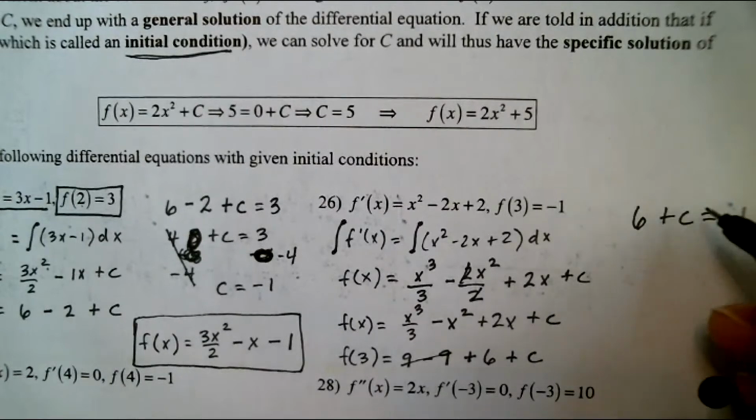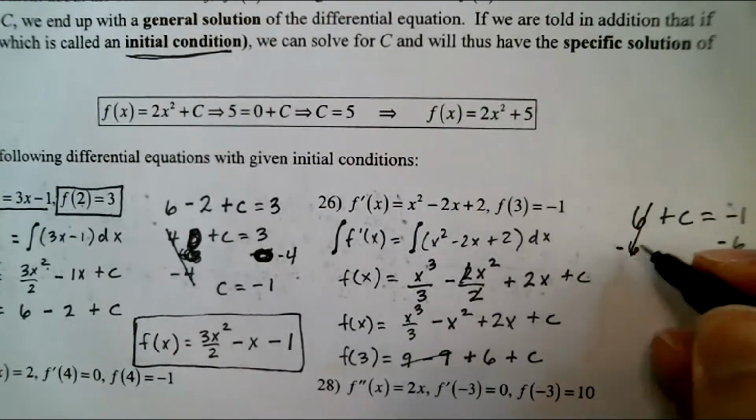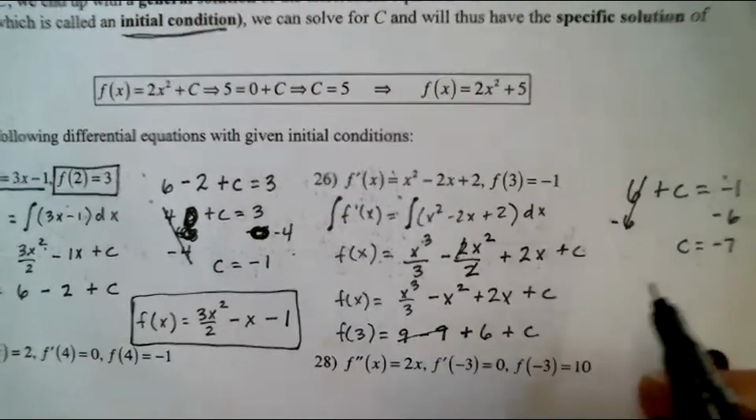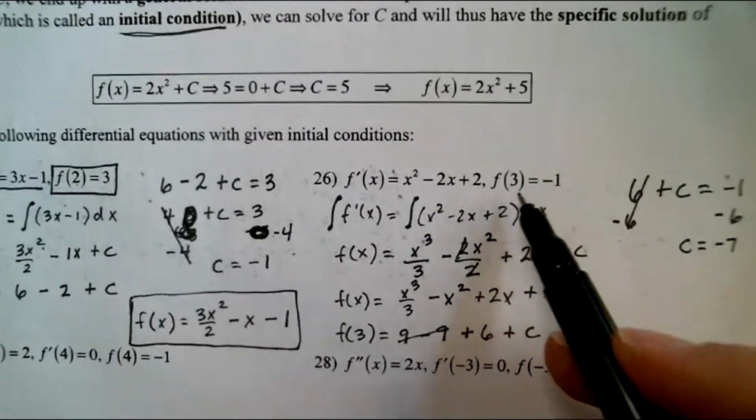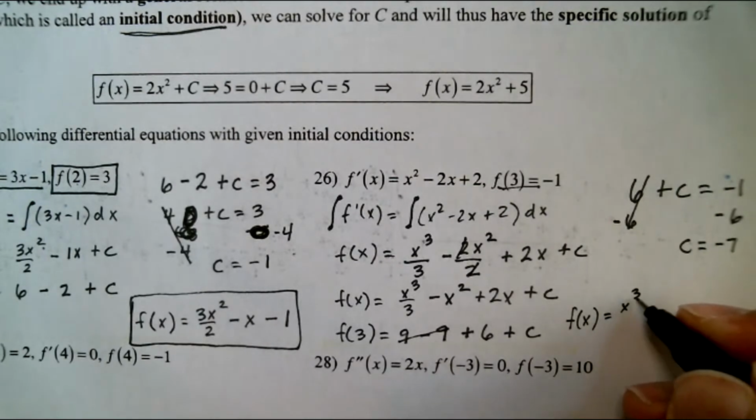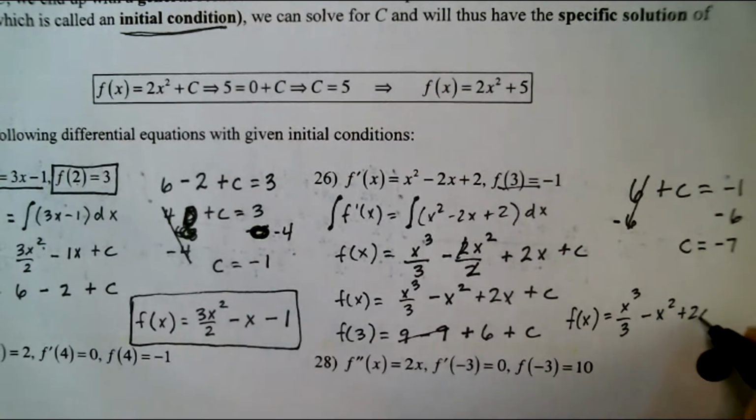In order to find our c, we subtract 6 from both sides, and c is equal to -7. So then I rewrite my final function. This is the specific solution given this condition. And that's f of x is equal to x cubed over 3 minus x squared plus 2x minus 7.